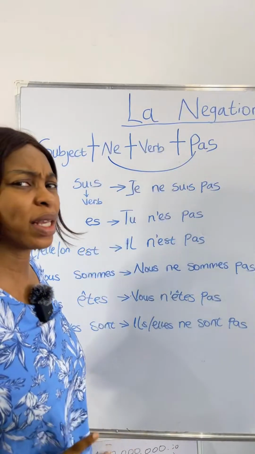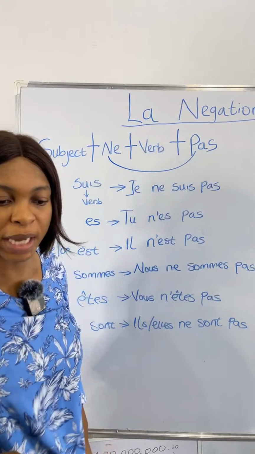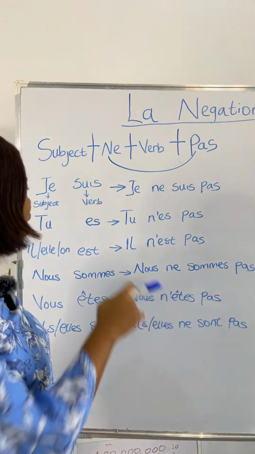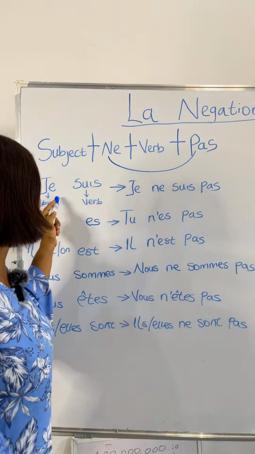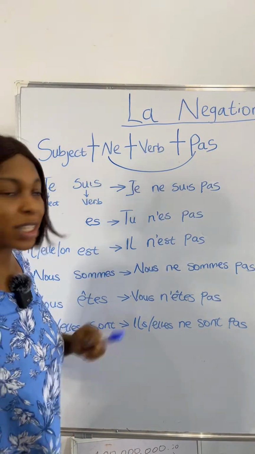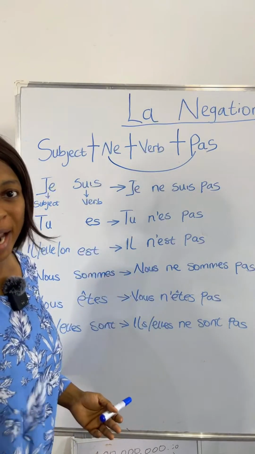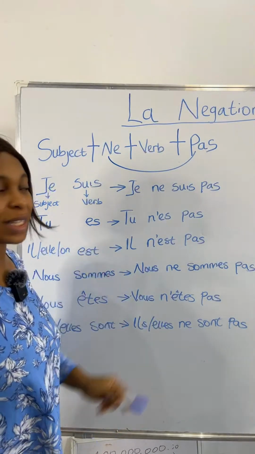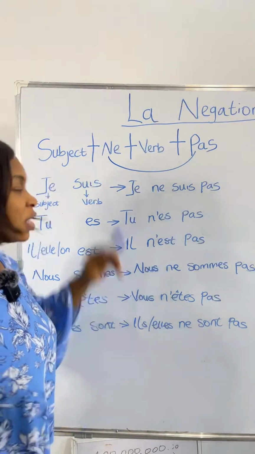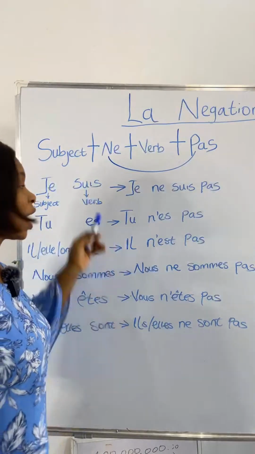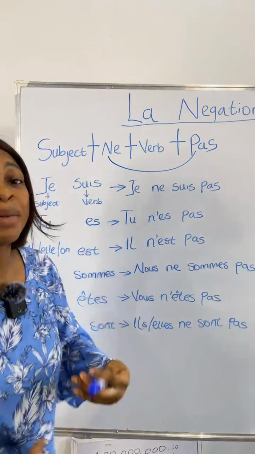Let's look at a very quick example. Don't worry, you're going to enjoy and learn from this class. Just calm down and pay attention. Look at it here. We have je suis. Je is the subject. Je suis is I am. Suis is the verb. Now, you want to say I am not. You want to negate this sentence.